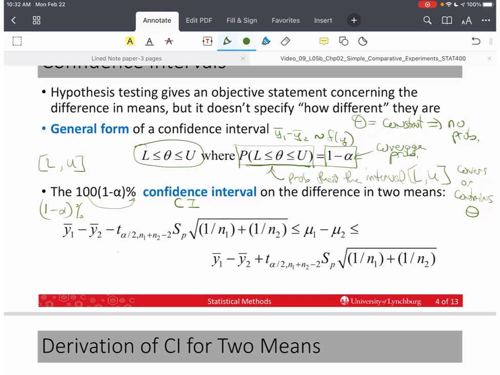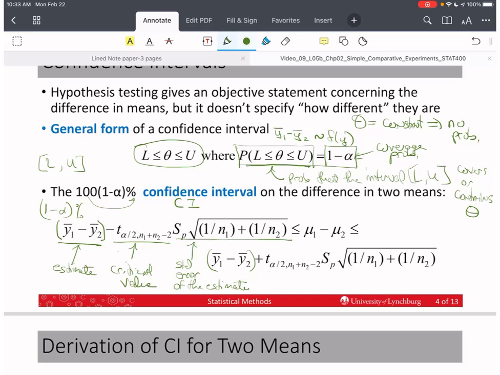All right, so here is our confidence interval. We have our difference in sample means, and then we have our critical value. And finally, we have the standard error of the estimate. And this is the estimate.